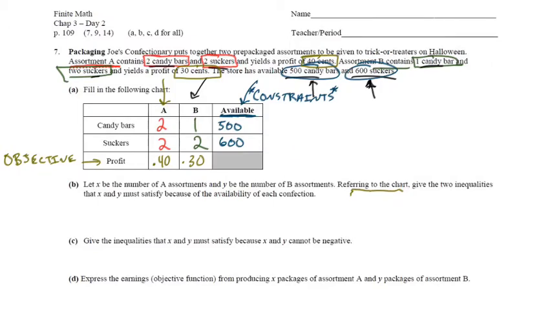Okay, so since assortment A is going to be X, I'm going to put some X's down here. So this will be 2X, 2X, and 0.4X. And then for assortment B, that one's going to be Y. So 1Y for candy bars, 2Y for suckers, and then 30 cents for every assortment B that you sell. So I'm going to put Y's for that. Now, I didn't have to do that in a table, but it seems to just make things easier when we go to write these inequalities at the bottom.